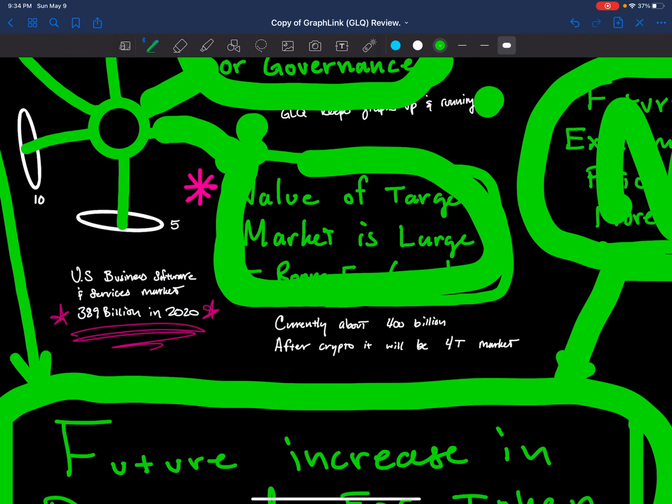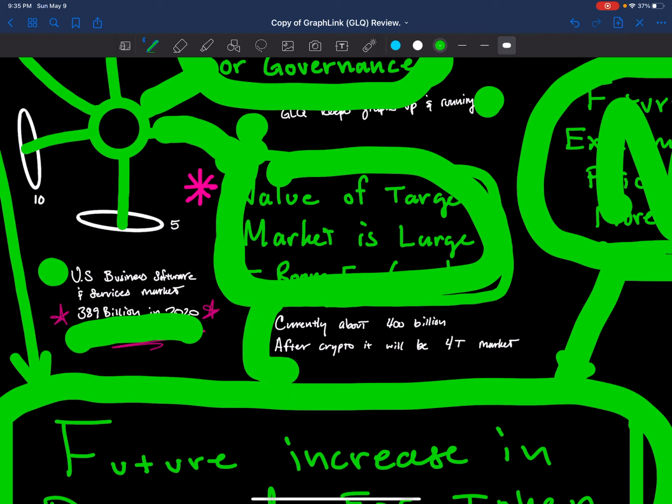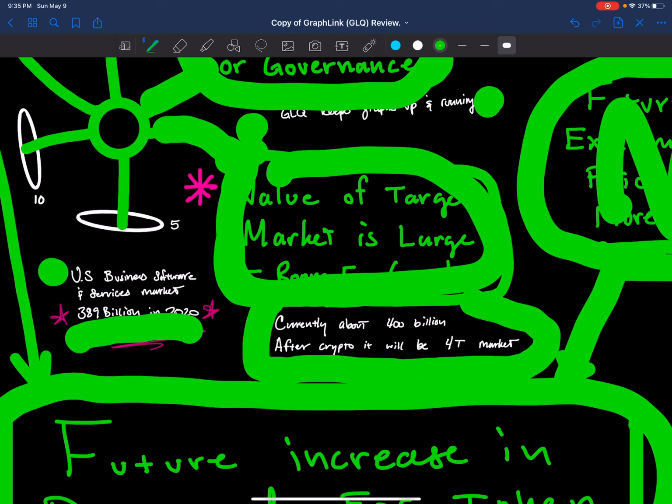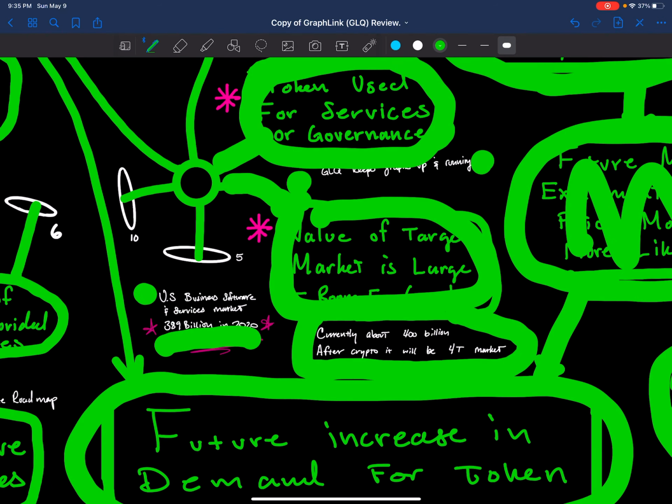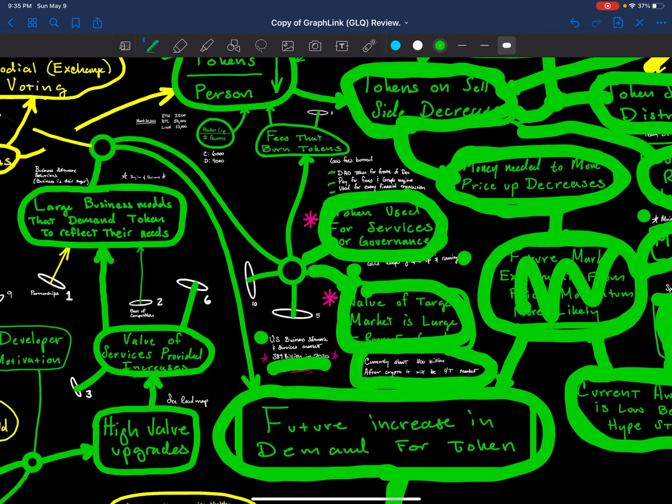The value of the target market is huge. In the U.S. alone, software business services is a $389 billion market. We know that crypto is going to incorporate all of the world's business, so there's a huge market for that. It's currently about $400 billion, and after crypto I think it'll grow tenfold, so we're talking about a $4 trillion market here. And this one is in a very good position to capture significant amounts of that.